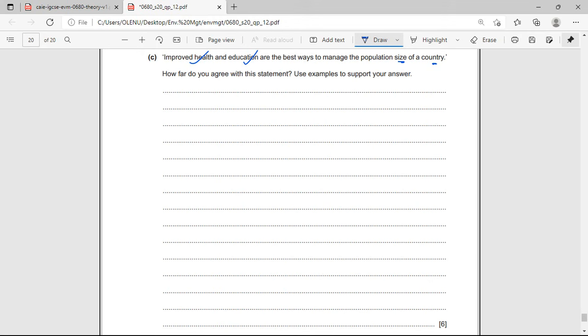So, to answer this type of question is a two-way thing, and you must state both views. You agree and you disagree. You must explain why you agree that improved health and education is the best, and if you disagree, you must state why this is not the best. So it's more like argumentative, and you are arguing from both sides. So for you to get these 6 marks, you have to do that, which is quite straightforward. So I can decide to say improved health and education actually are ways to manage the population size of a country, which is true.